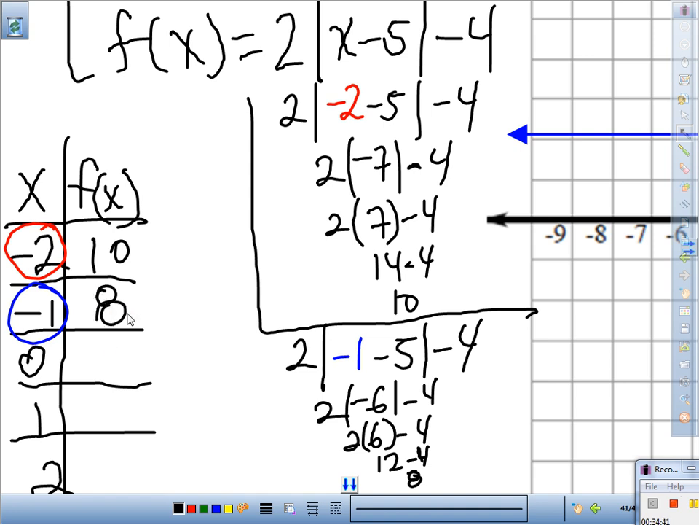Do I need to show the rest? Can we do it in our noodle now? All right, let's try our noodle. I'm going to substitute 0 in here. What is 0 minus 5? Negative 5. What is the absolute value of negative 5? Times 2 minus 4. That goes here. Next one, 1. What is 1 minus 5? Negative 4. Absolute value of negative 4, times 2 minus 4. And the last one, you should be able to see a pattern by now, yes? Which is 2. All right, let's plot those.